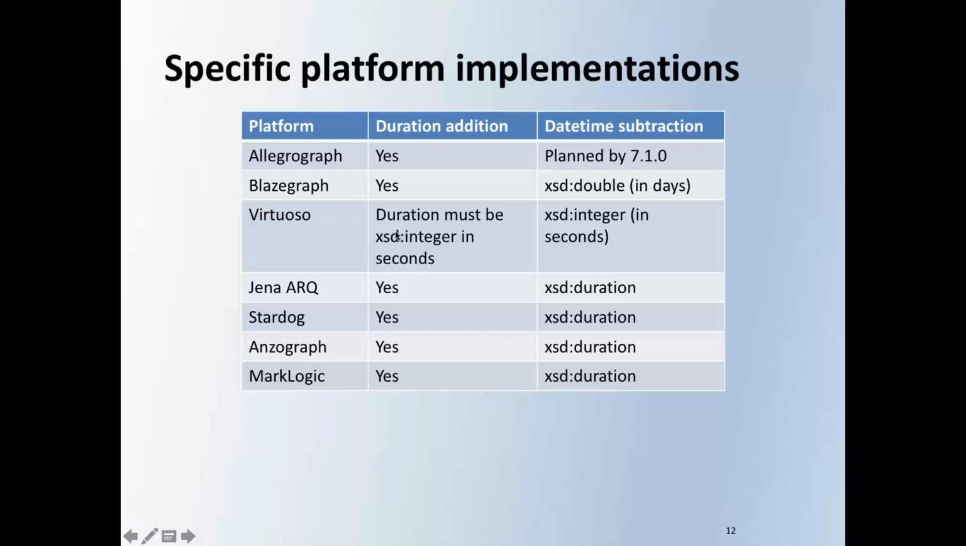Virtuoso gives you something a little different too. The duration to add to a datetime has to be an integer in seconds. So you can say this datetime plus 45 seconds gives me this other datetime. And you can also subtract one datetime from another, and it gives you the integer number of seconds between those two datetimes.